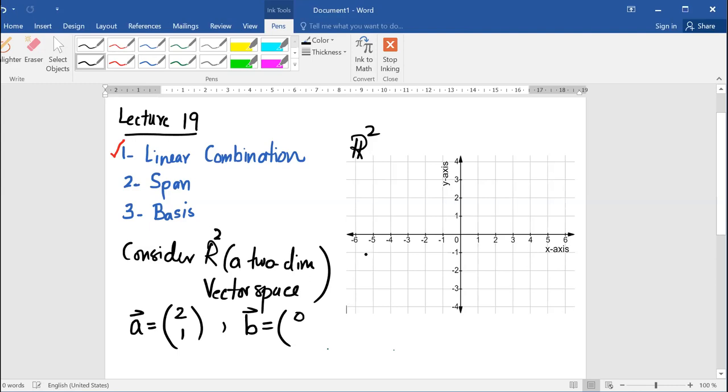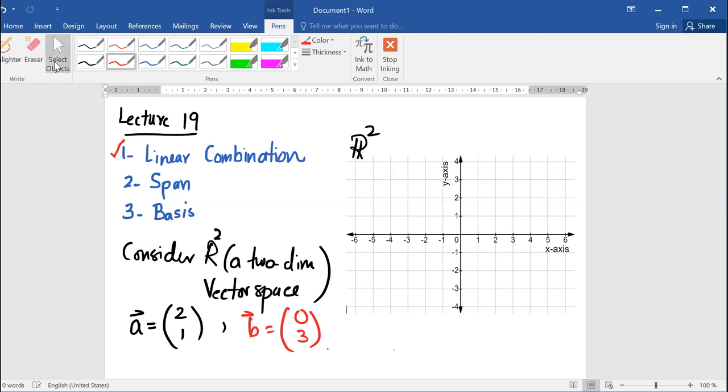This is 0 and 3. Okay, so if you pick these two vectors A and B, I can graph them on this Cartesian plane because R square. So I will just pick, let me give you different colors, I think it's better. Let's depict this guy as a red color. Okay, so here is B, and I can write it as 0, 3.